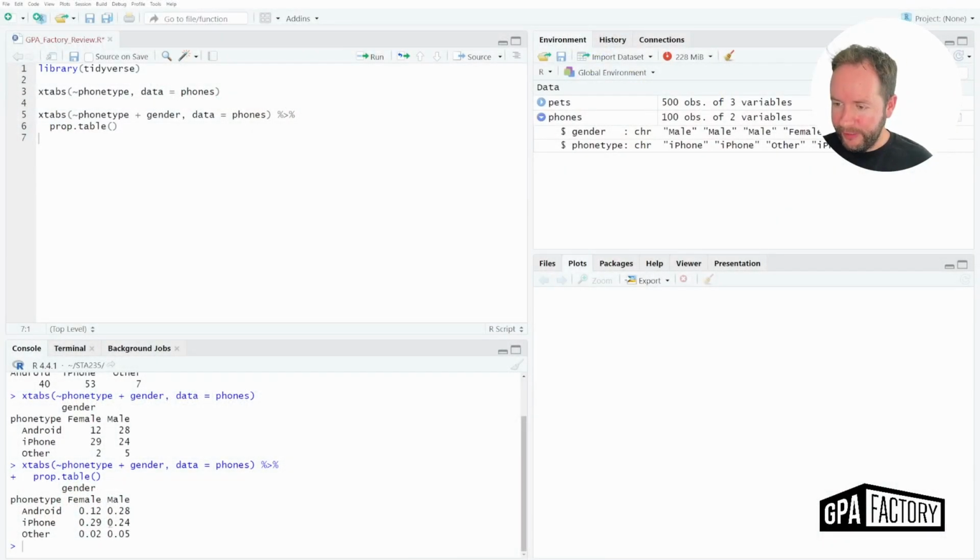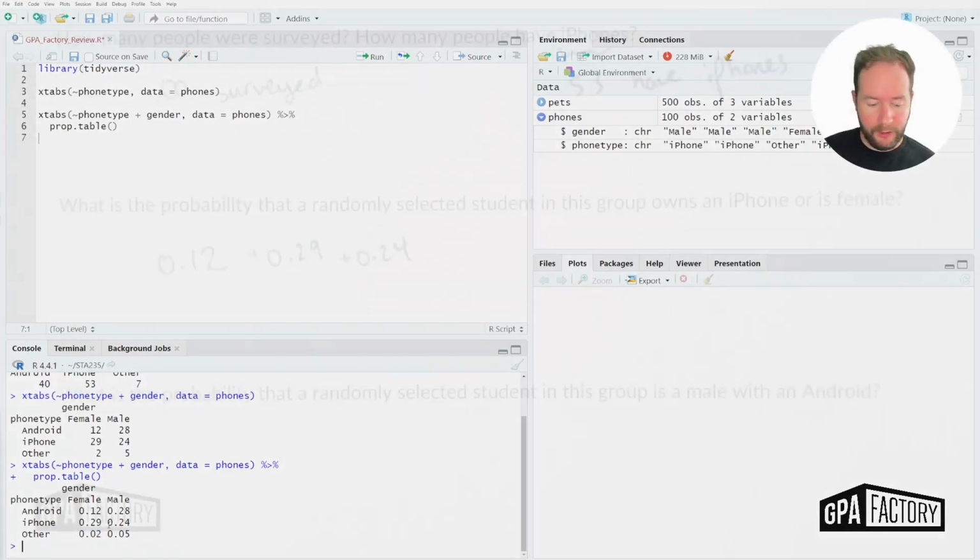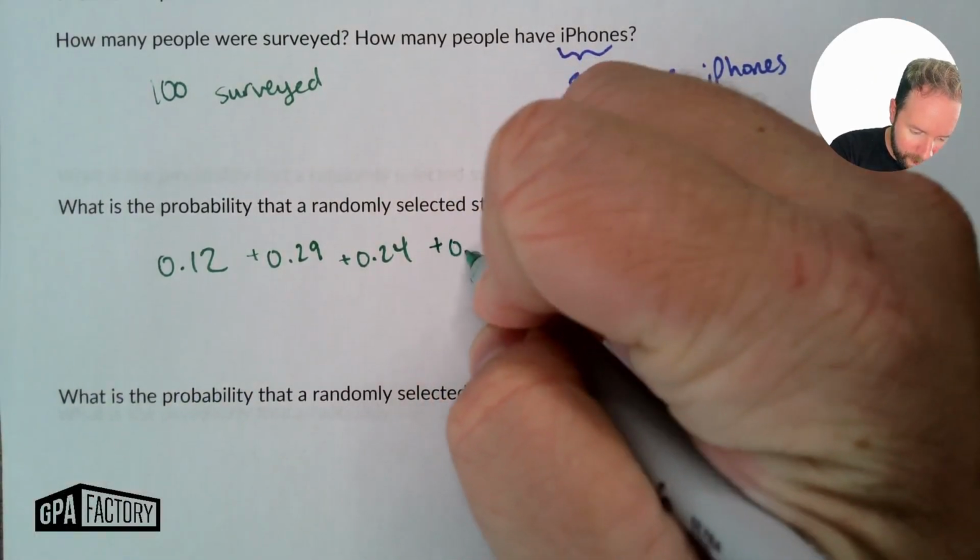Is this person an iPhone owner? Yes, they are. So we're going to add them, 0.24. I know you can't see me writing it, but trust me, I'm writing 0.24. Is this person an iPhone owner? No, it says they own some other sort of smartphone device. Are they female? Yes, they are. So I'm going to add that 0.02.